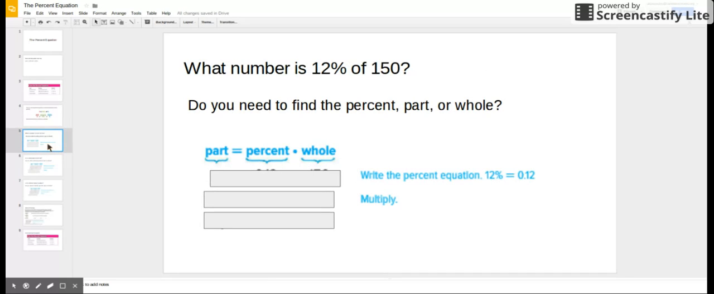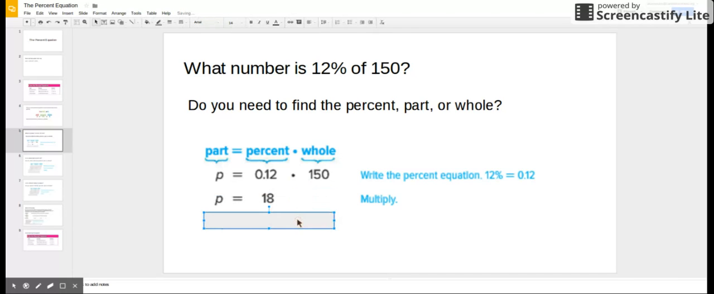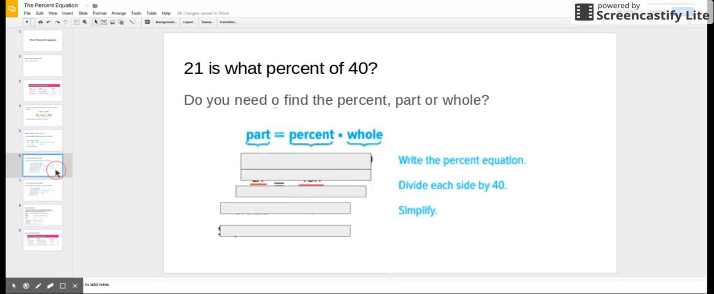What number is 12% of 150? So do you need to find the percent, part, or whole? That's what you need to ask yourself. We know the percent and we know the whole, so we're trying to find the part, right? Because what number is 12% of 150? So our equation will look like this: P equals 0.12 times 150. Then you just multiply. 0.12 times 150 gets you 18. So 18 is 12% of 150.